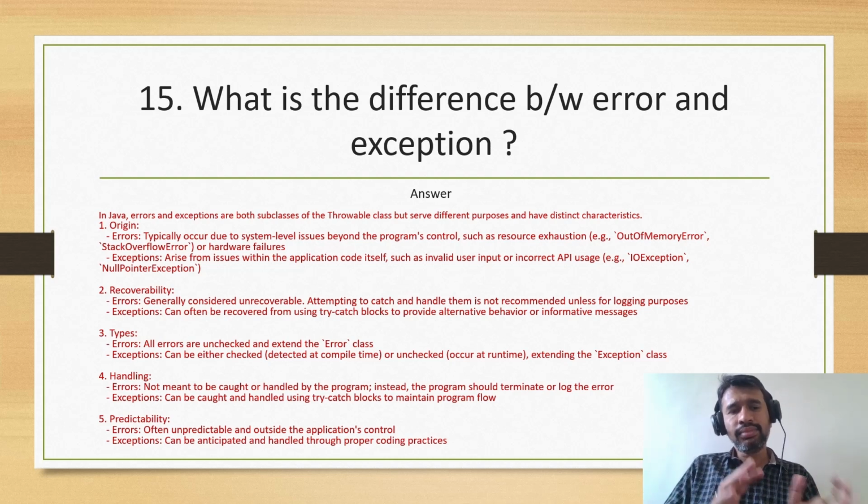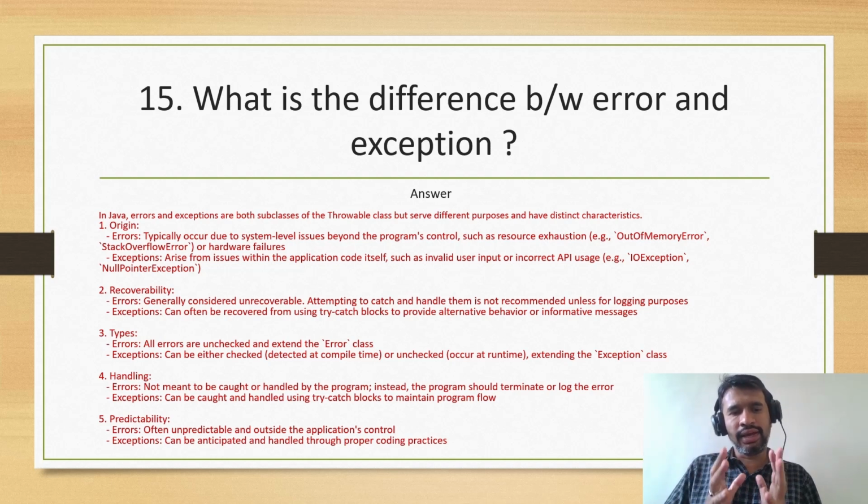And all the errors are unchecked and they extend the Error class. So unchecked means it's a runtime behavior. In case of exceptions, it can be checked, that is at compile time. It can be unchecked, which occurs at runtime. So both extend the Exception class.